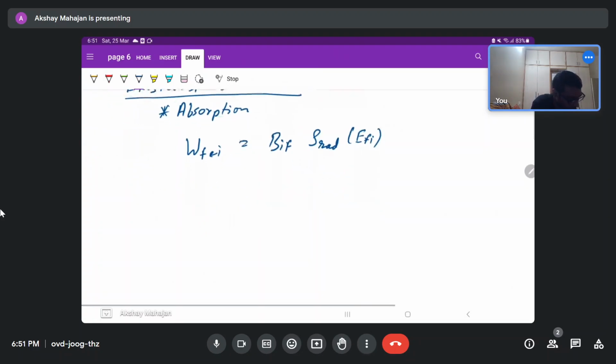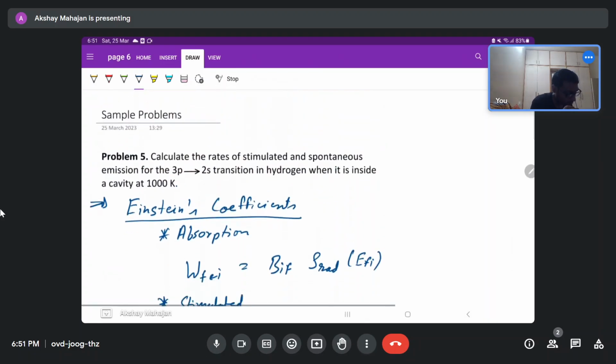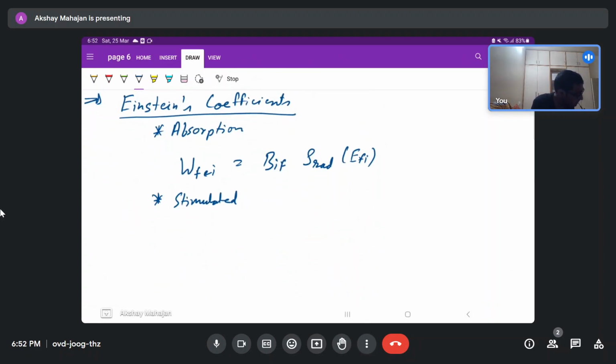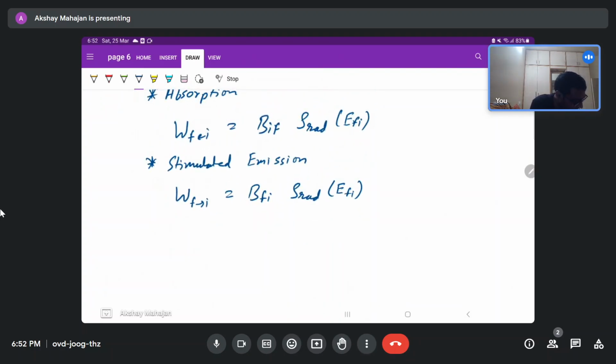Then for stimulated emission, we have to find the rates only. This is the rate for the absorption. For stimulated emission, the rate going from final to initial is given by B times the radiation density at the transition energy. So this is equation 1, this is 2.